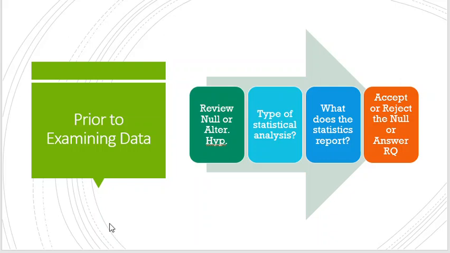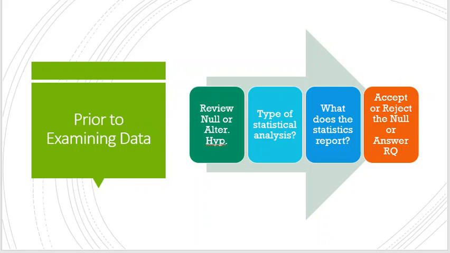So prior to examining the data, we want to look at three different things. We want to look at the null or the alternative hypothesis. What did we decide on that? What is the null? There is no difference, or whatever we decide. We review the null. We want to decide on the type of statistical analysis we're going to do. Then what does the statistics report? And then we accept or reject the null or answer the research question.